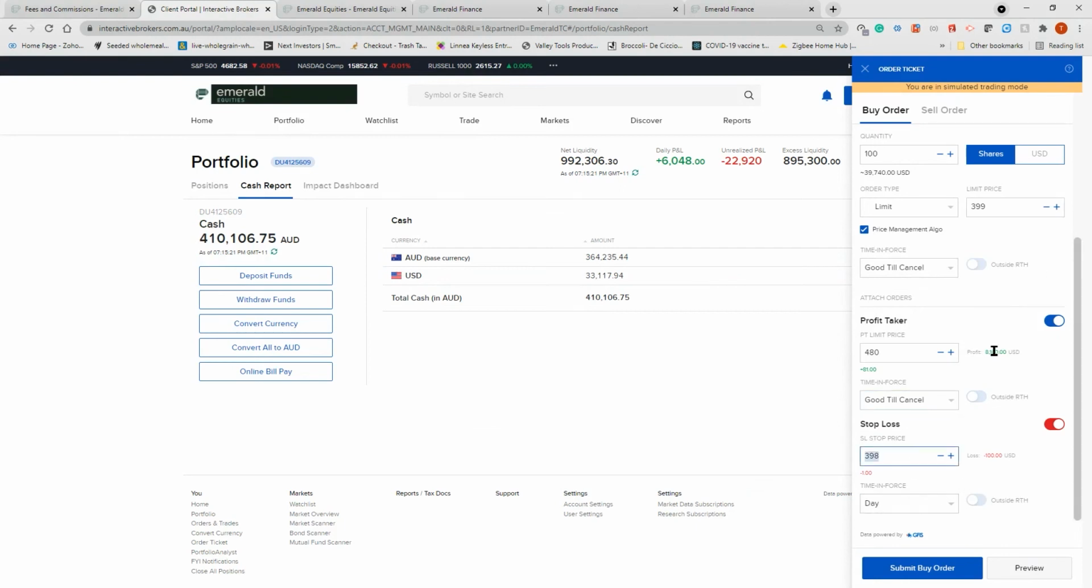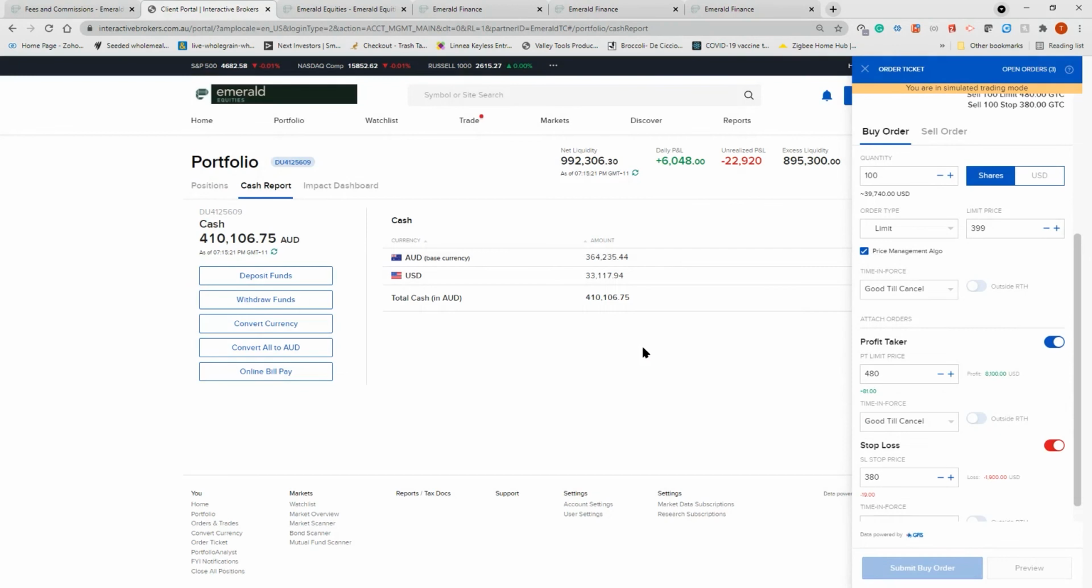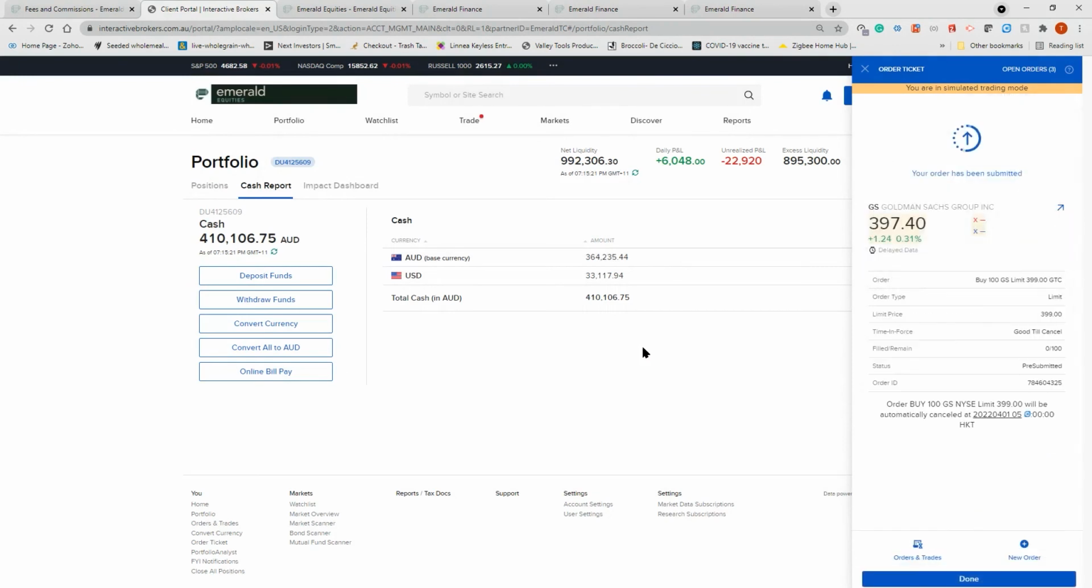Then you can set your stop, wherever you're comfortable. So 380, good to cancel. Submit the order. It's as simple as that, guys. You don't have to worry about the currency conversion. It'll do it in the background for you.